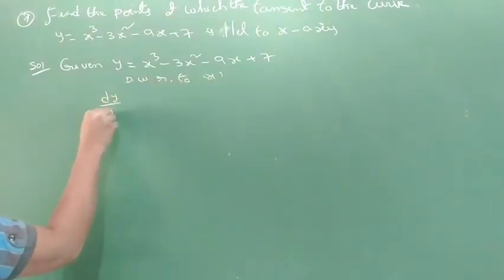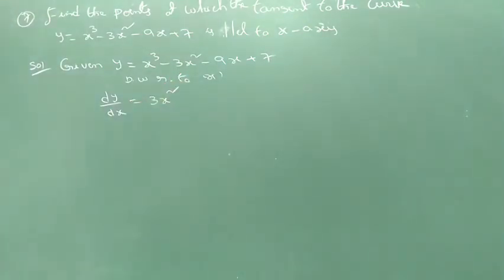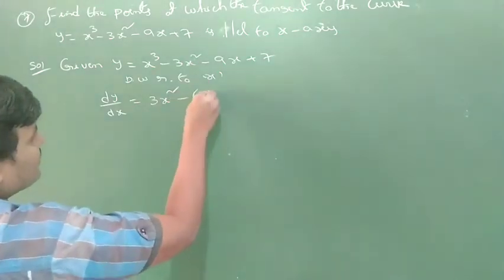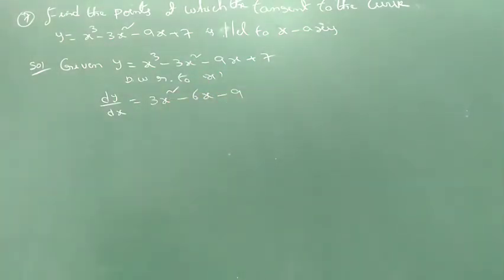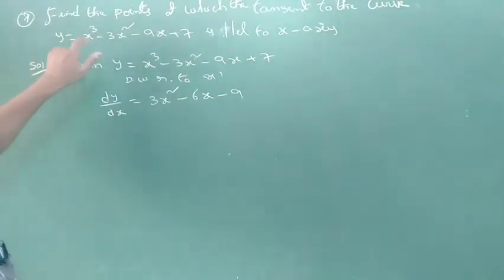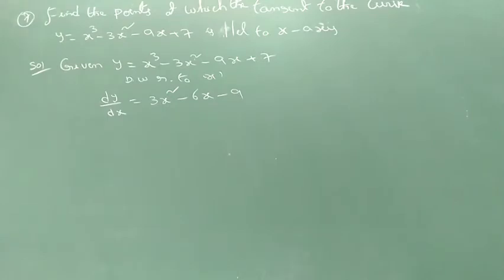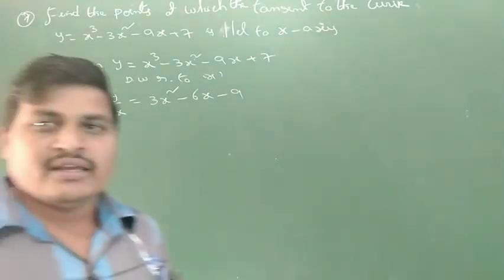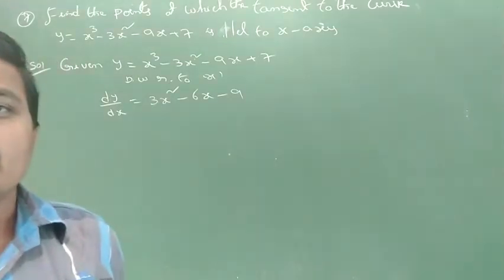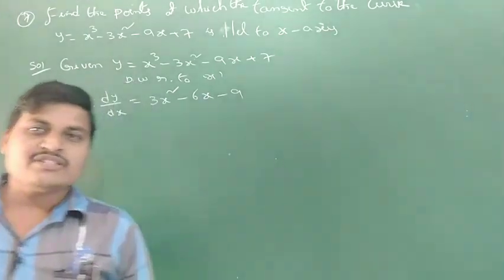So dy by dx is equal to the derivative of x cube, 3x square, minus 6x minus 9 plus 0. The point at which the tangent to the curve is parallel to the x axis. The equation of the x axis is y equal to 0.